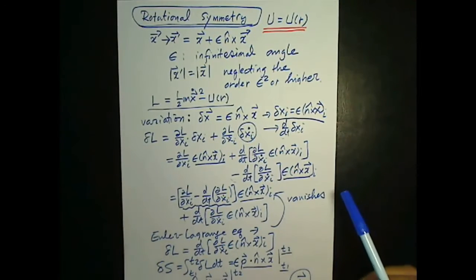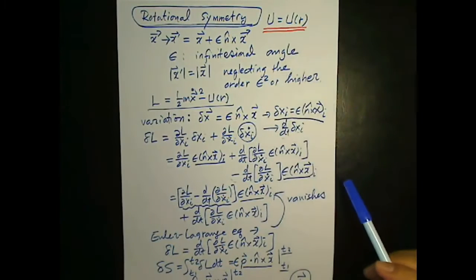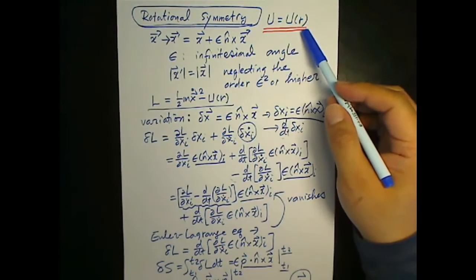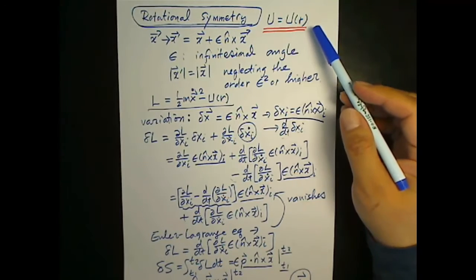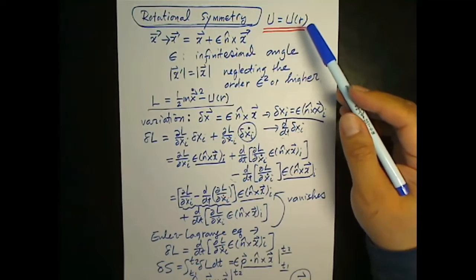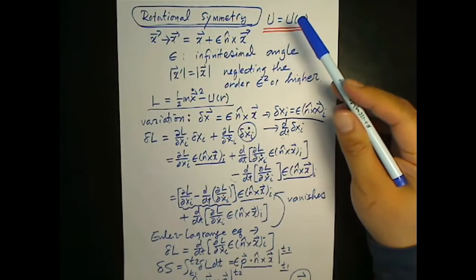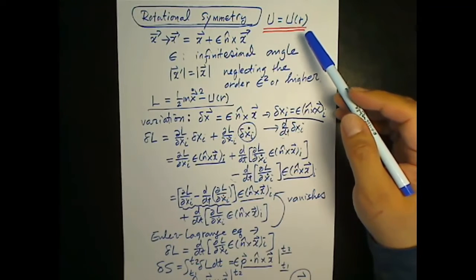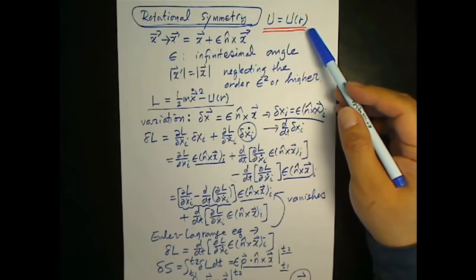Next, we consider the rotational symmetry. This central potential depends on the position only through its magnitude, the distance from the center. So this U(r), if I rotate the coordinates, is independent of angle, independent of solid angle, independent of polar angle, independent of azimuthal angle. It depends only on the radius. That means it has a rotational symmetry.